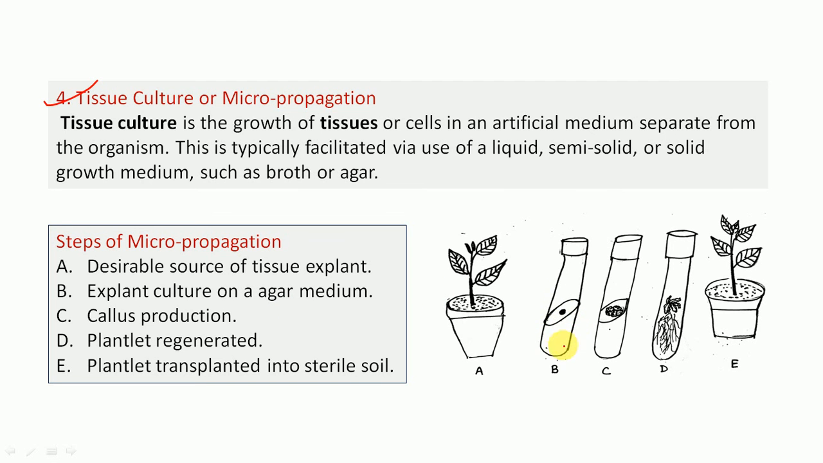Then this explant, the cell or tissue which is being allowed to grow in the agar medium, produces some structures, known as callus, the callus production. After that, this is shifted to another medium where it leads to the production of plantlets, and these plantlets are ultimately grown. So this is another way of vegetative propagation, growing plants from tissues or cells.